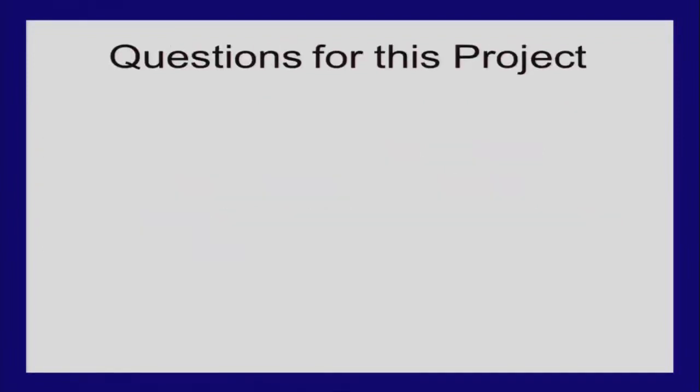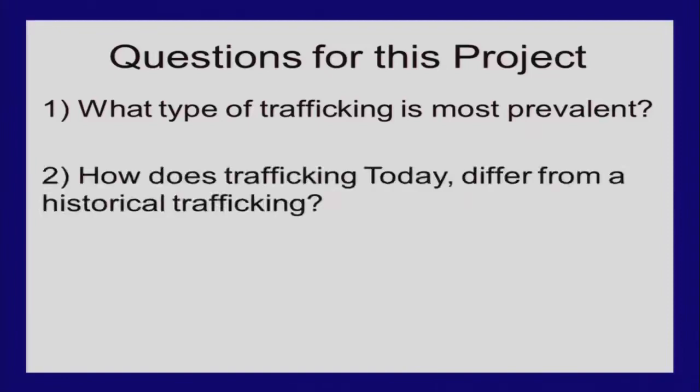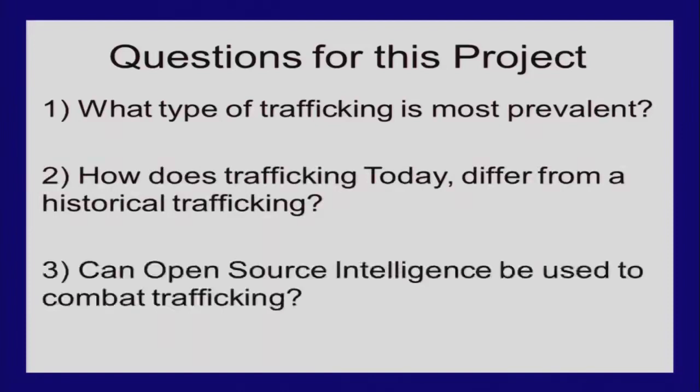When I started this project, like I said, it was a link analysis project. I had a couple of questions. My first question is, what type of trafficking is most prevalent? When I started, it's like, oh, trafficking, it's about smuggling people back and forth. I had the same misconception. My second question was, how does it differ today from the 1800s? And the last question was, can I use open source intelligence to actually do anything about it?